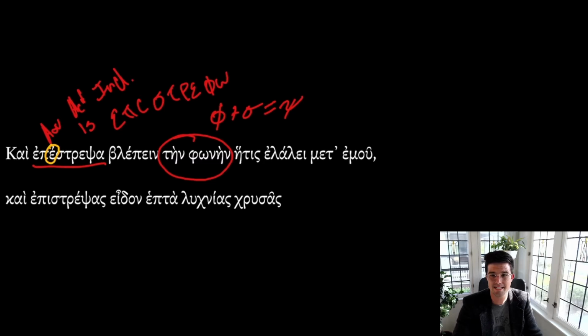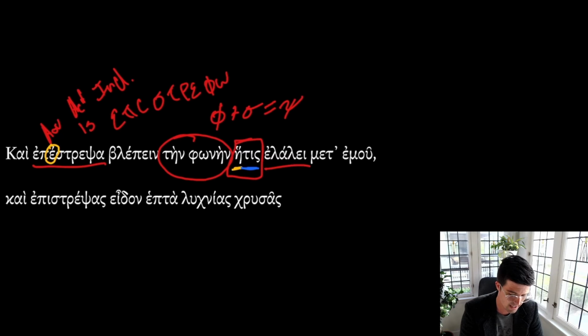So hatis here is an indefinite relative pronoun. Remember, an indefinite relative pronoun is a combination of the relative pronoun, which we have here with he, and then an indefinite pronoun tis. And so this is going to be a nominative feminine singular.